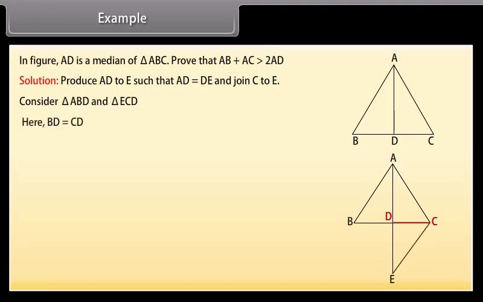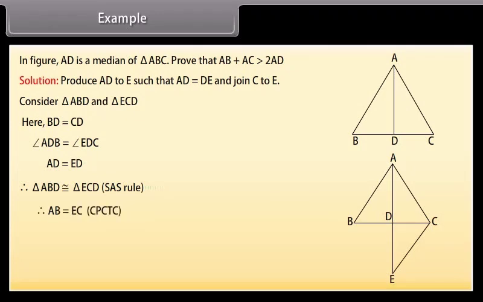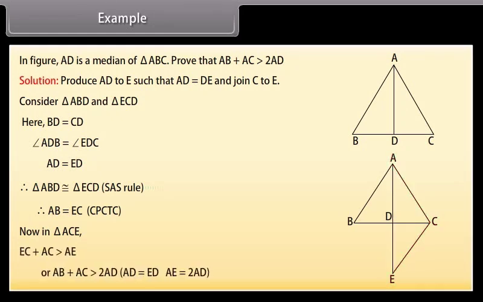Here BD is equal to CD. Angle ADB is equal to angle EDC. AD is equal to ED. Therefore, by SAS congruence rule, triangle ABD is congruent to triangle ECD. Therefore, AB is equal to EC, by CPCTC. Now, in triangle ACE, EC plus AC is greater than AE, or AB plus AC is greater than 2AD, because AD is equal to DE, which implies that AE is equal to 2AD.